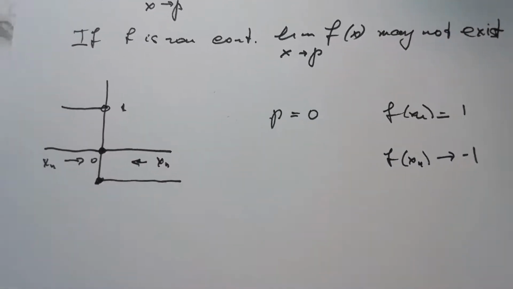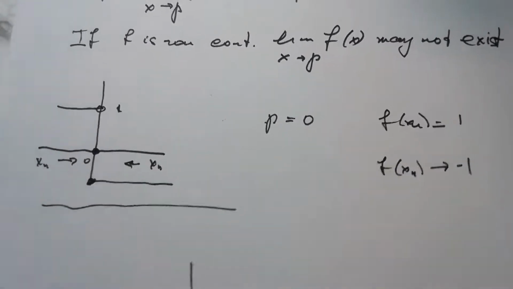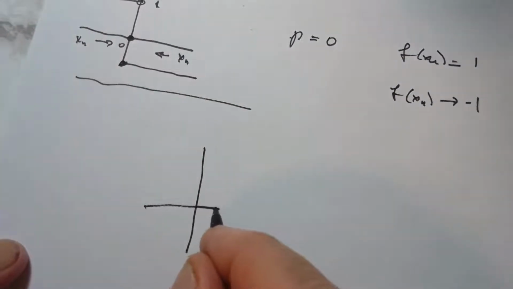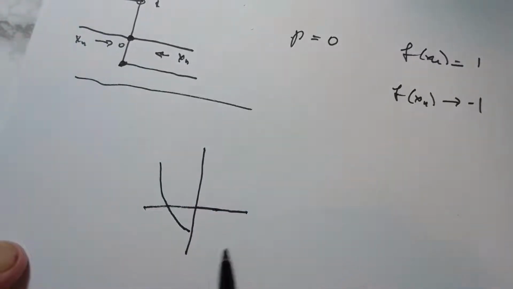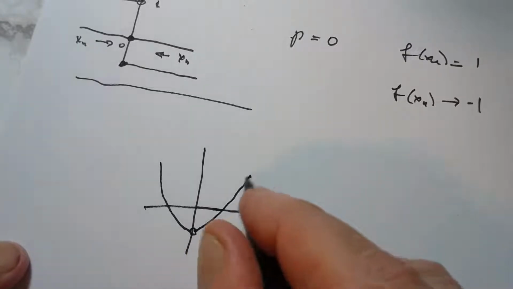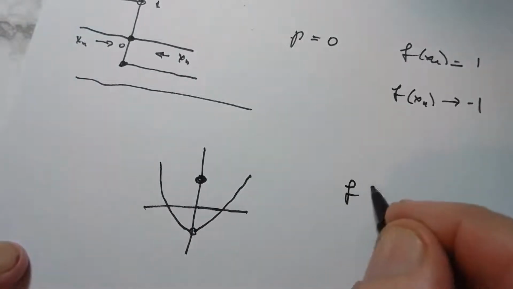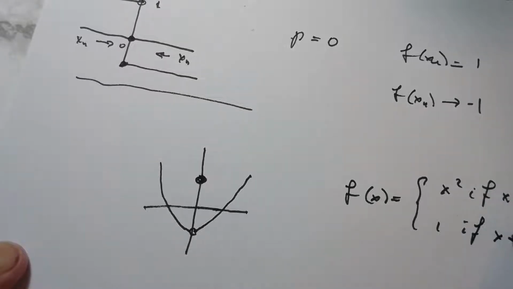Now, here is another example when the limit does exist, and this is very simple. I'm going to take a function f that looks like this. It is just like a parabola up to 0, and then at the point 0, the value of the function is 1. So this is a function f of x, which is equal to x squared minus 1 if x is not equal to 0, and equal to 1 if x is equal to 0.